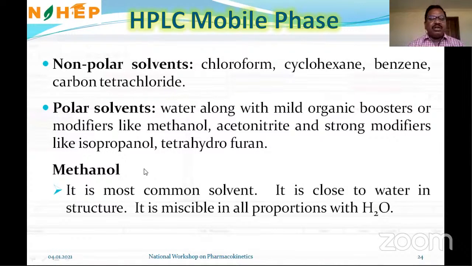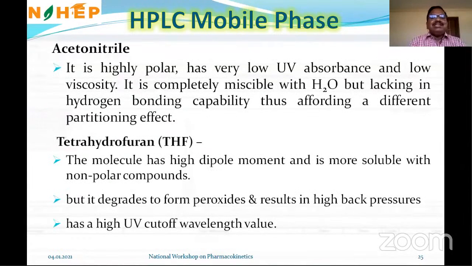Brief description I will give. So methanol, it is the most commonly used solvent. It is close to water in structure and it is miscible in all proportions with water. Next, acetonitrile, it is highly polar, has a very low UV absorbance and low viscosity. It is completely miscible with water, but lacking in hydrogen bonding capacity. So thus it gives a different partitioning effect.